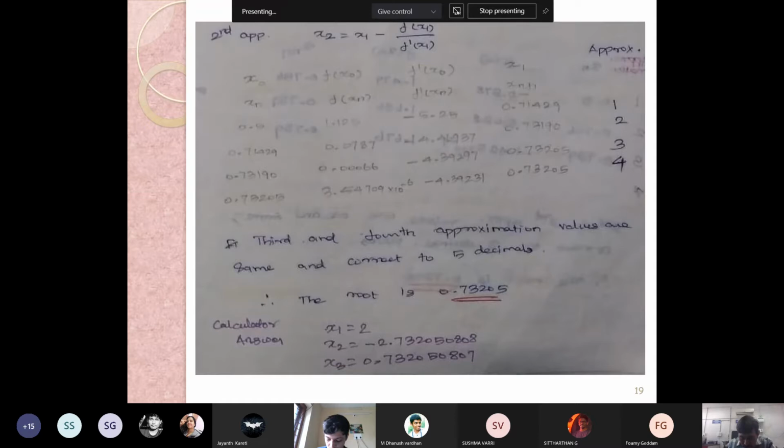73205. Very good. In some other calculator, you will get 2. No issues. This is what the calculator results. Its x2 is 2. Again give equal to, again give equal to 2.